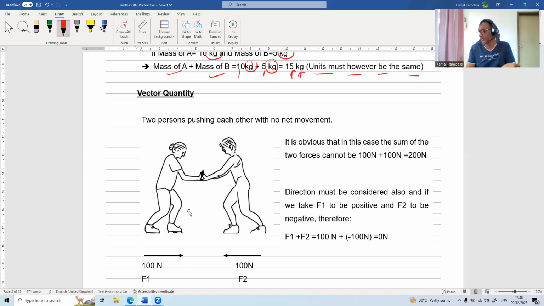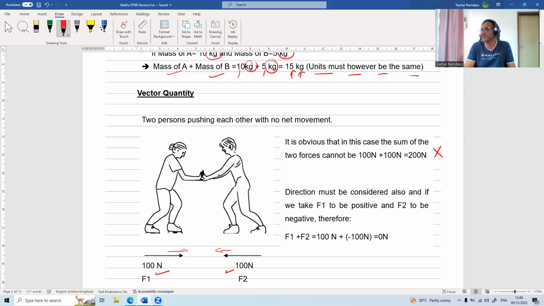Et there's no net movement, parce que the forces exerted by the persons are equal. Chacun a exerted une force de 100 newtons, but the forces are in opposite direction. OK? Un dans cette direction-là, l'autre dans la direction-là. Est-ce que nous sommes capables de dire the sum of forces is equal to 100 plus 100 est égal à 200 newtons? Nous ne gagnons pas de ça.